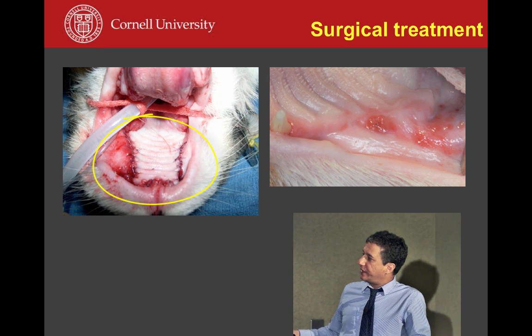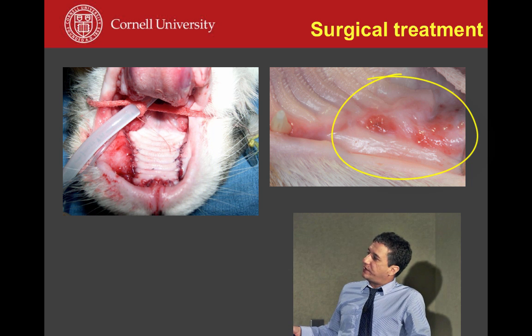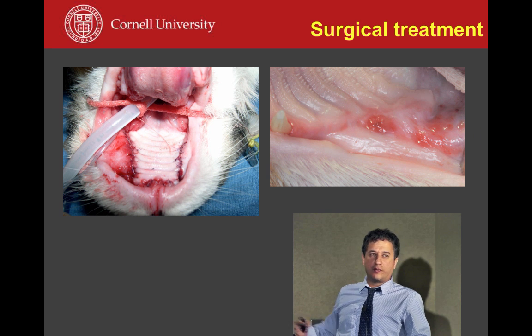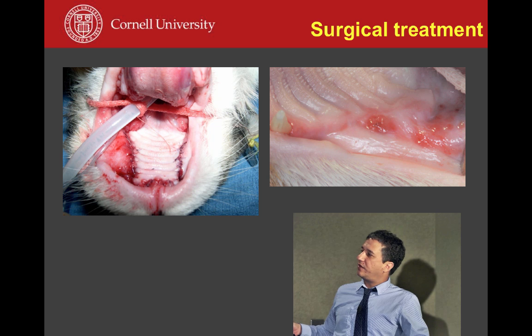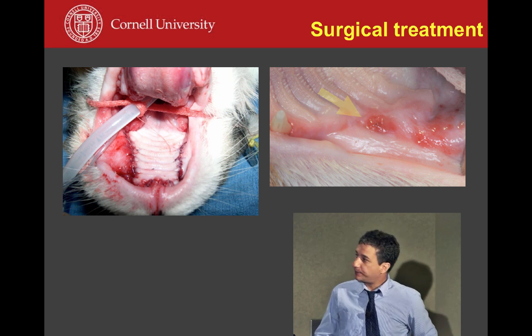This is what it looks like right after surgery. This is going to be really, really painful for the cat. And this is what happens if little pieces of root are left behind. Sometimes the inflammation clears up in certain areas, but especially in the areas where the roots are left behind, this is what's going to happen.